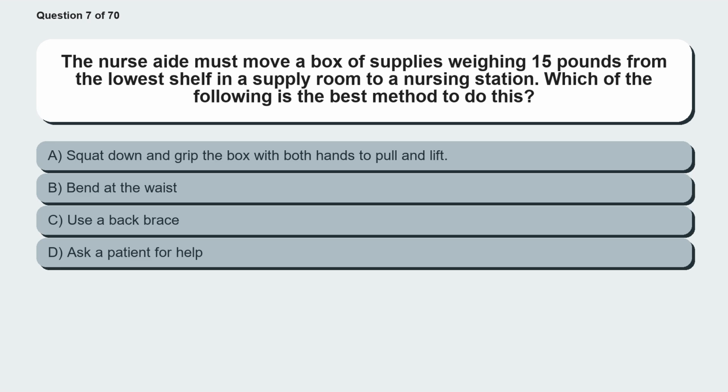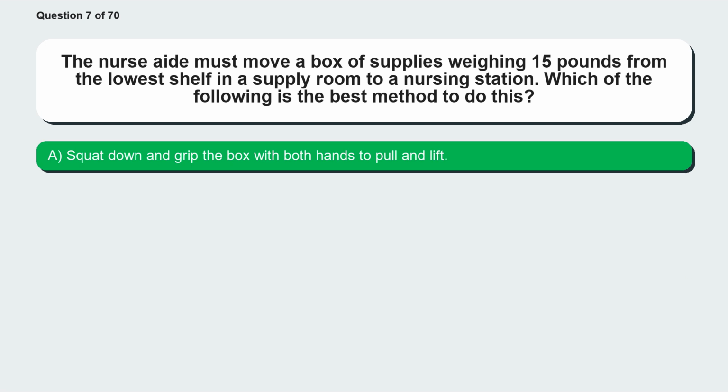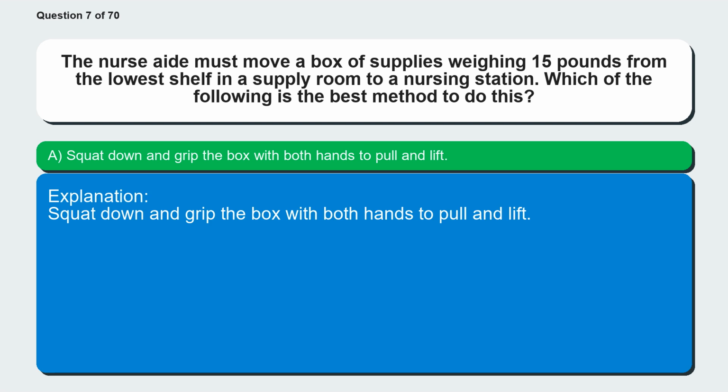Question 7. The nurse aide must move a box of supplies weighing 15 pounds from the lowest shelf in a supply room to a nursing station. Which of the following is the best method to do this? Option A. Squat down and grip the box with both hands to pull and lift. Option B. Bend at the waist. Option C. Use a back brace. Option D. Ask a patient for help. The correct answer is option A. Squat down and grip the box with both hands to pull and lift.